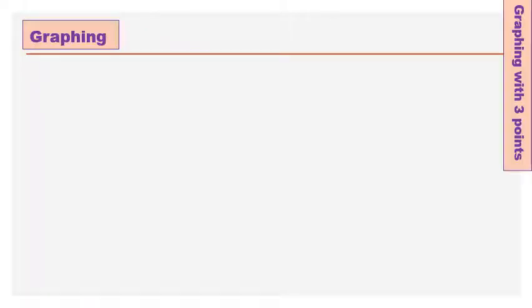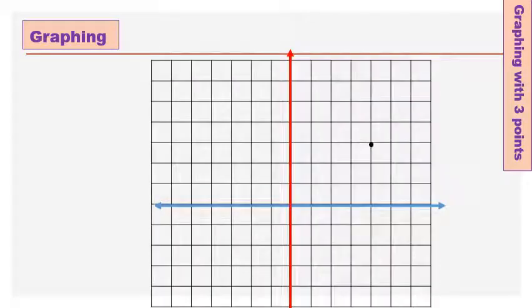Okay. So how do we graph the first degree equation or the first degree function? Let me first ask you something. If you have one point, how many lines can you pass through this point?